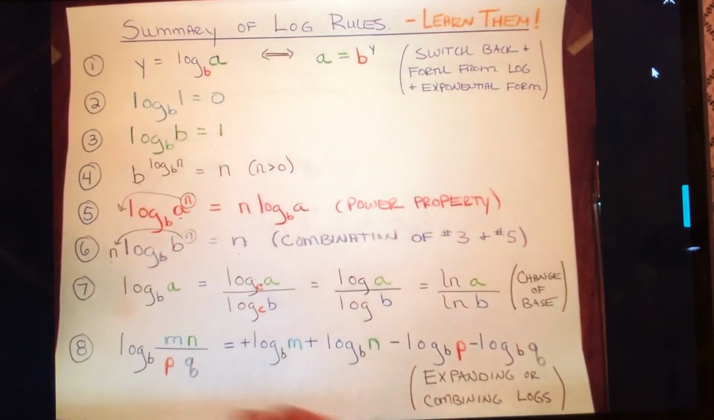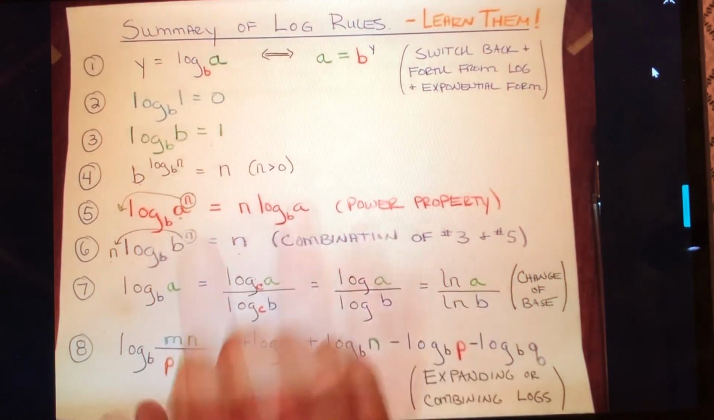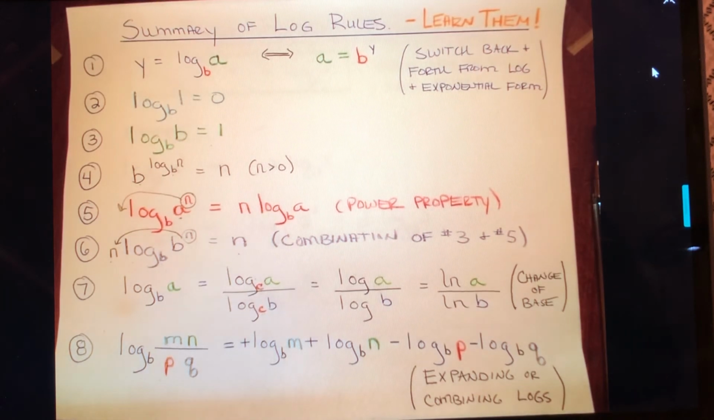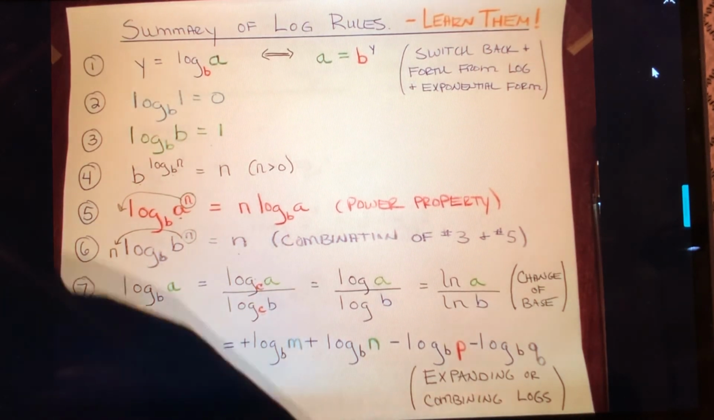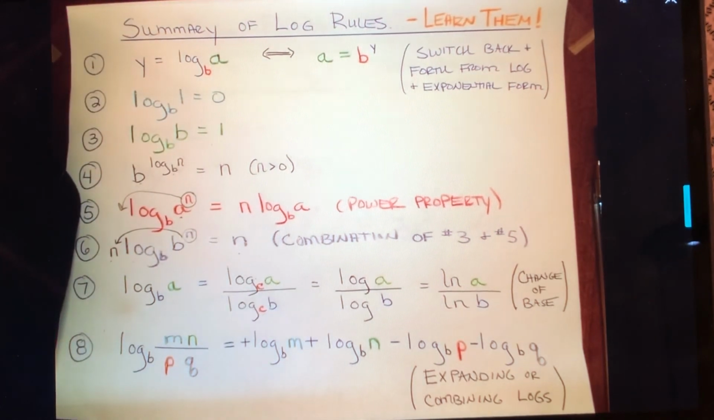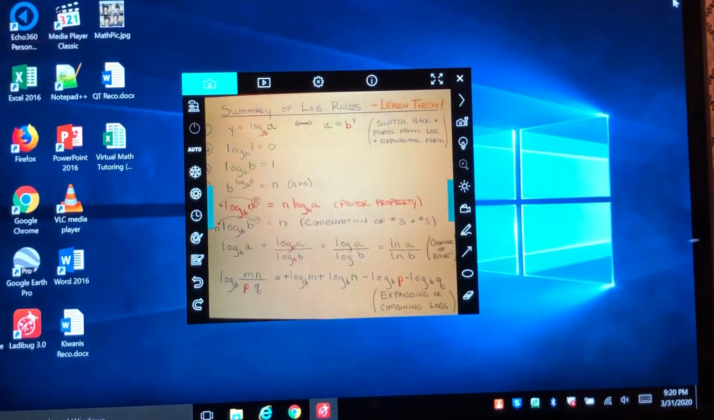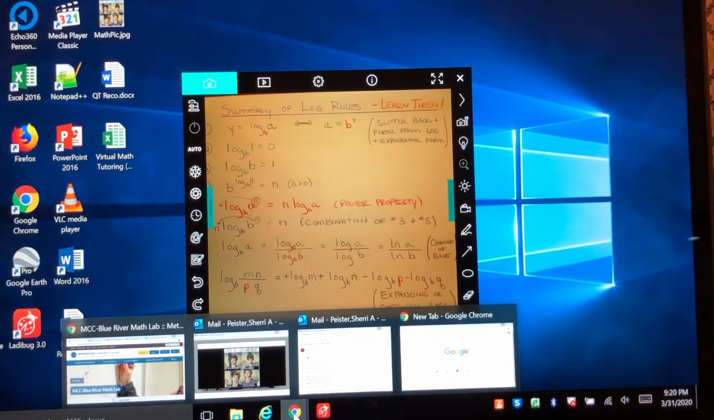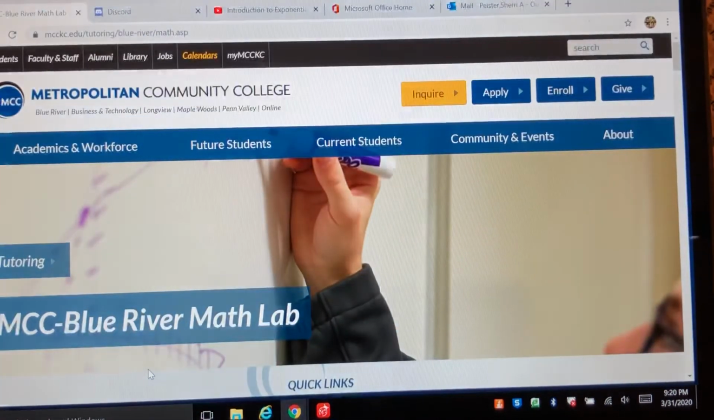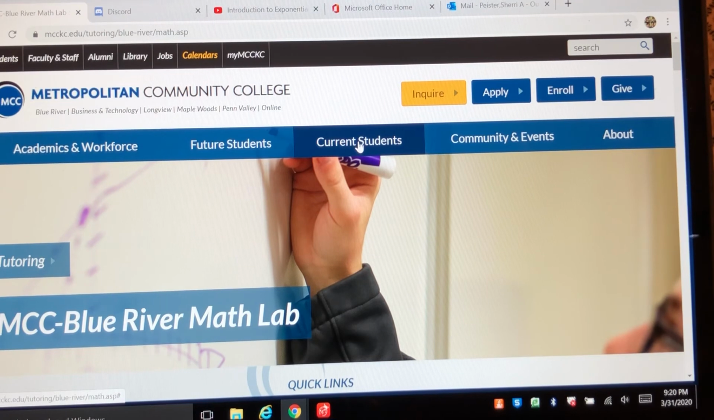I do want to take a minute to show you, we do have a summary page that's available on the MCC website of all the log rules, and I'm going to show you how to get to that so you could pull it up on your own if you would like to. So I'm going to switch off of this screen, and I'm going to pull up the MCC website. So here is the MCC website. Hopefully you recognize it. This is just the mcckc.edu.